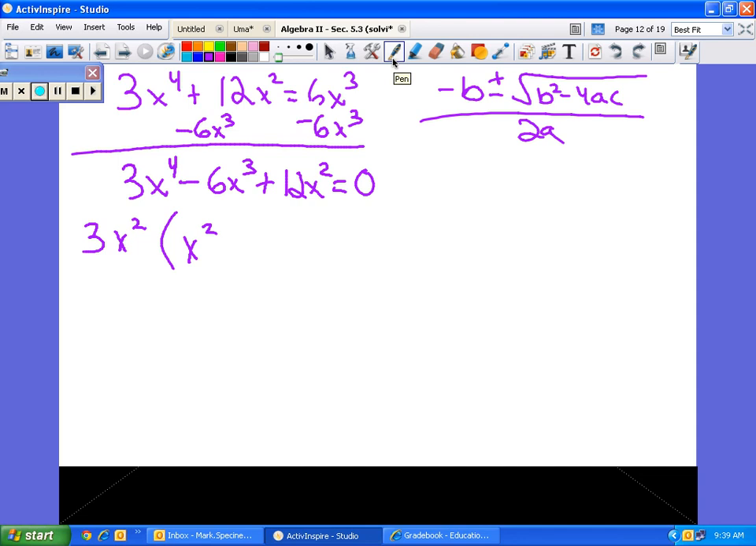Alright, so 6x to the 3rd divided by 3x squared gives me 2x. 12x squared divided by 3x squared gives me 4. Okay, so first step, set the equation equal to 0. Second step, greatest common factor. Okay, now I've got one of my solutions.